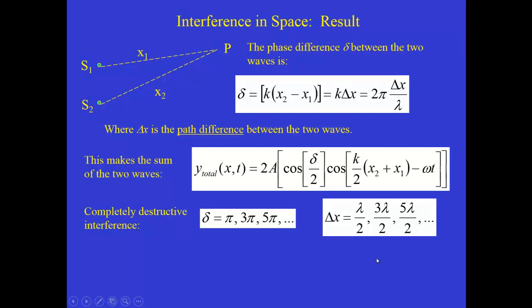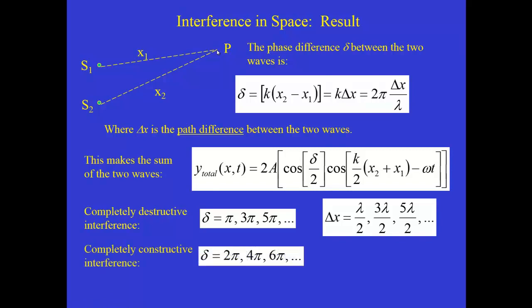Now what does that mean? That means that the extra distance the wave has to travel to get from S2 compared to S1 is a half integer multiple of a wavelength. So 1/2, 3/2, 5/2, and so on. If that path difference is equal to any of those values, then at the location P, you won't hear any sound at all. And that's destructive interference.